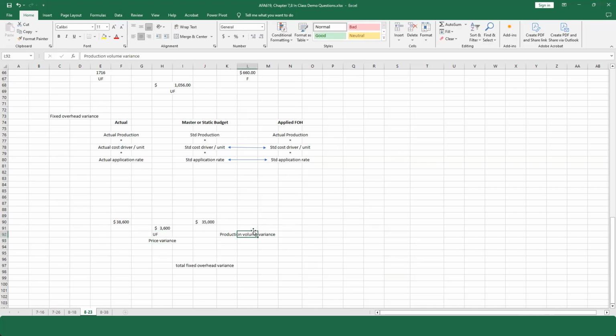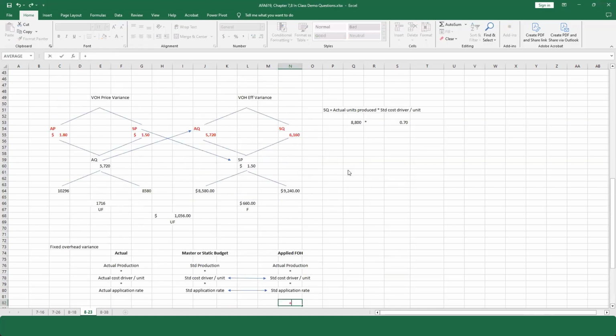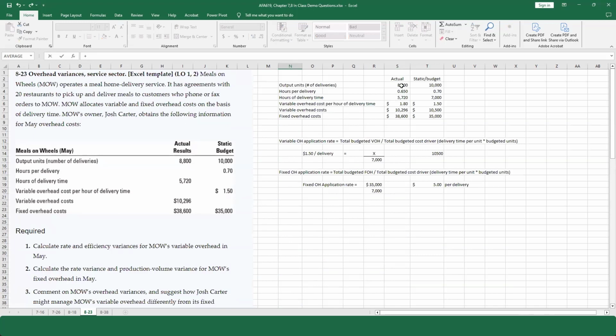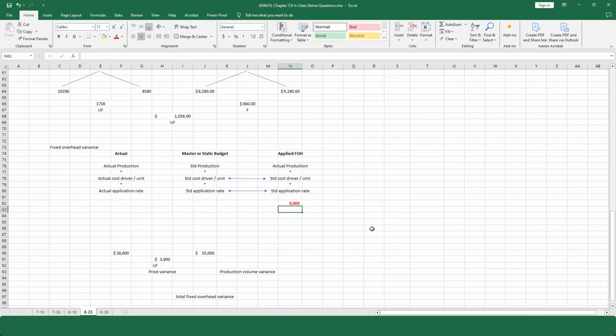All right, now we look at the production volume variance. Remember how we calculate this? We want the actual production. Well, this is the actual number of meals delivered, which is 8,800. Now that's red, and the reason it's red is because this is the only thing that changes between the static budget and the applied. So because it's the only thing that changes, it's what tells us whether it's going to be good or bad for the company.